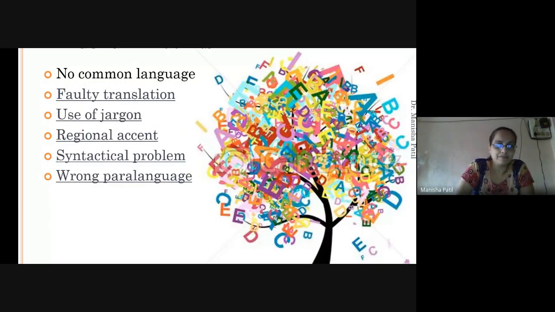Can you see the change in the meaning? The words are same, but paralanguage is different, and as a result, meaning has changed.